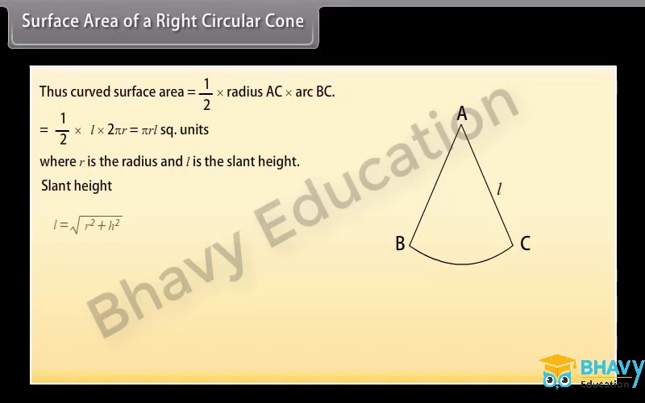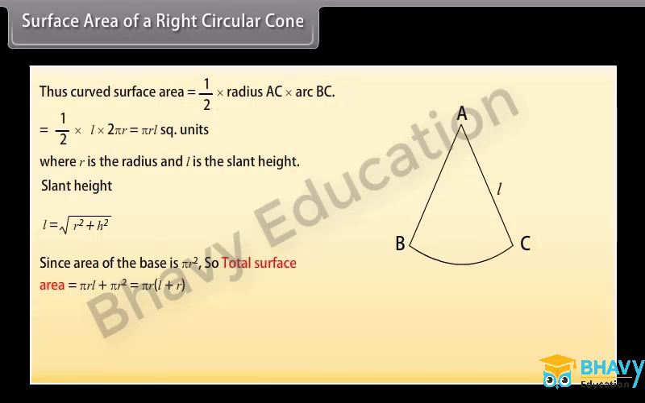And slant height L is equal to square root r square plus h square. Since area of the base is pi r square, so total surface area is equal to pi rL plus pi r square is equal to pi r into L plus r.